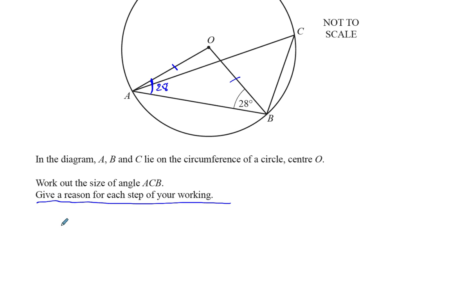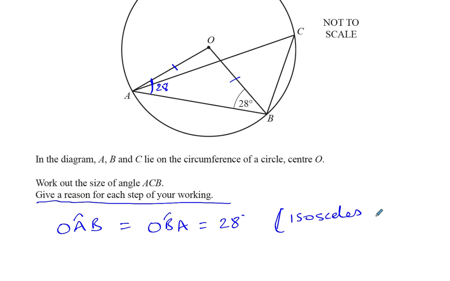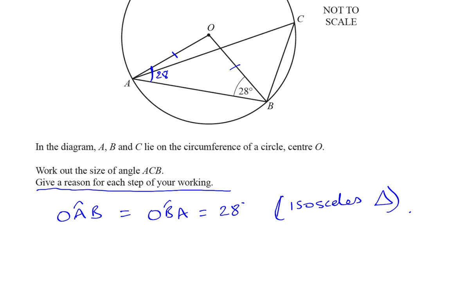So what I can say is the angle OAB is equal to the angle OBA, which is equal to 28. And the reason I can mention is because they're isosceles triangles. Now don't worry if you don't know how to spell isosceles correctly, because even I'm not very good at that. It's basically an isosceles triangle, so those are going to be equal angles. That's enough for you to get the answer.